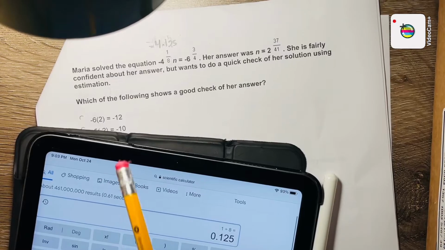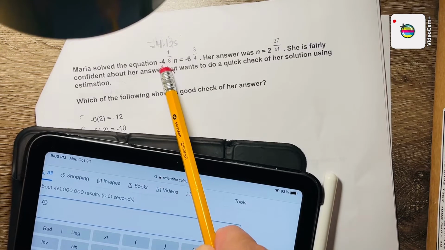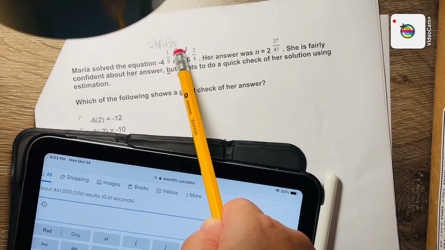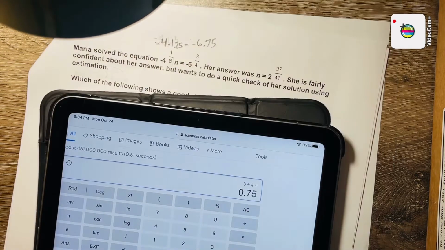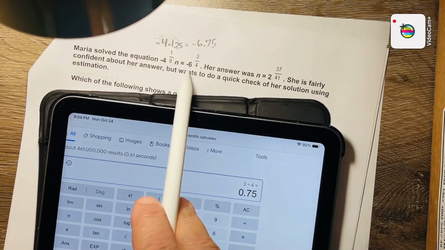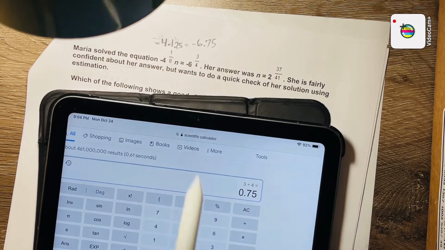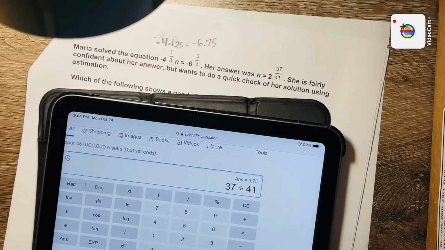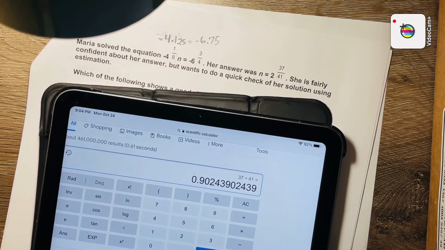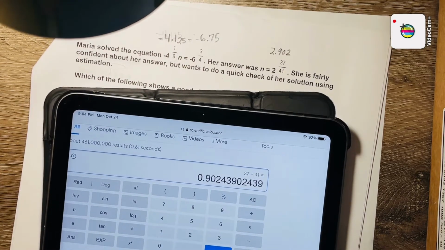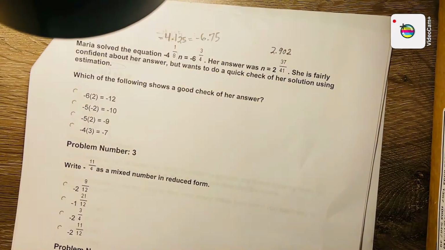All right, so this fraction is -4.125. 3 divided by 4 is 0.75, so this fraction is -6.75. 37 divided by 41 is 0.902. We'll round it to 0.902. Okay, so that fraction is 2.902.